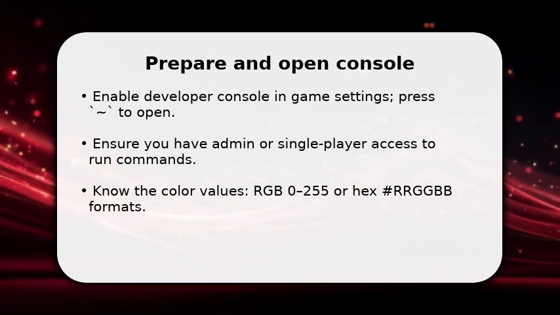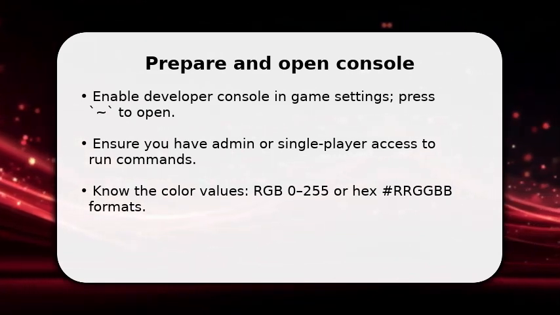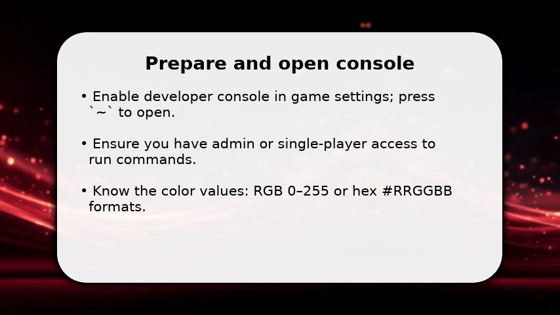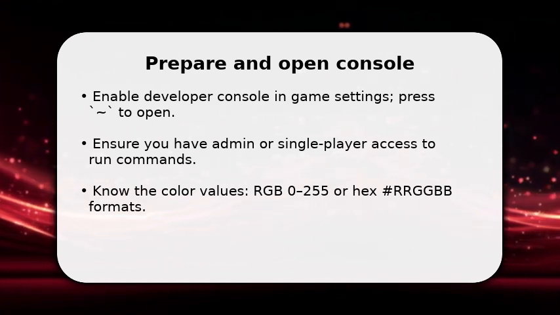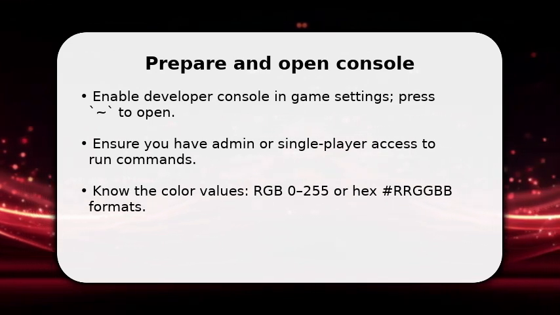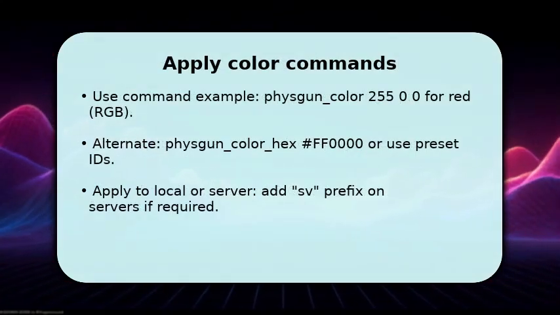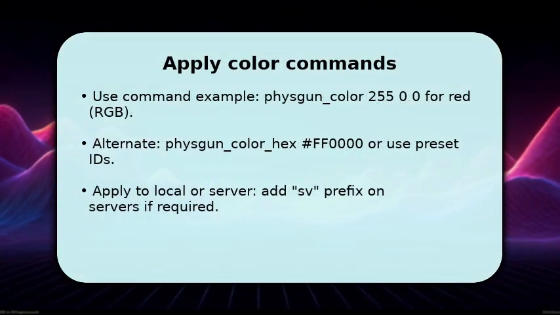Now type the base Physgun command to target the tool. Do not skip this step, because color changes apply to the active Physgun instance and not all players automatically. You apply the color by issuing the proper command format. For RGB, you type 3 numbers, for hex, a single value. Once entered, press enter and observe the change.